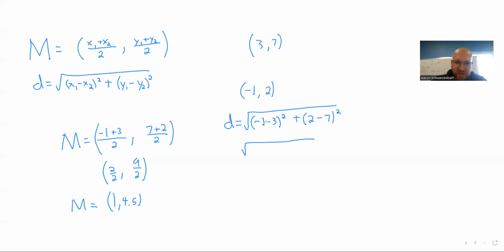That's -1 minus 3 is -4. Two minus 7 is -5. -4 squared is positive 16. Remember, -4 times -4 is the positive number. -5 squared, -5 times -5 is positive 25.